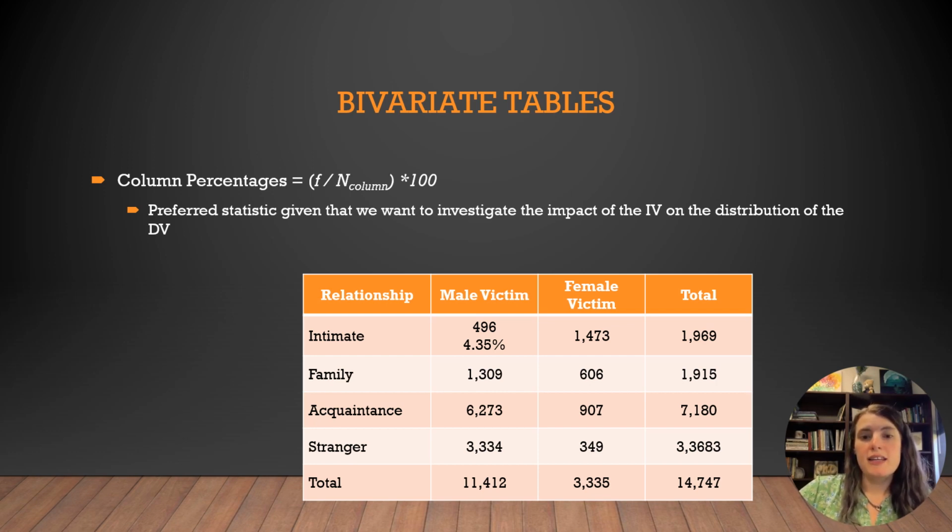When you're calculating the percentage of male victims that are killed by an intimate partner, you would use 496 as the frequency value and 11,412 as the column total. Dividing those and multiplying by 100 gives us a column percentage of 4.35%. I do the same thing for female victims, and I find that 44.17% of females killed were killed by someone who was in an intimate relationship with them. So now this type of standardized percentage allows us to compare both columns to one another.